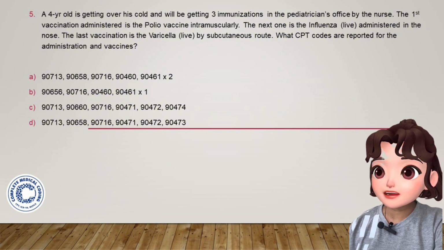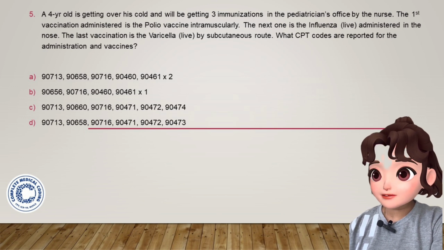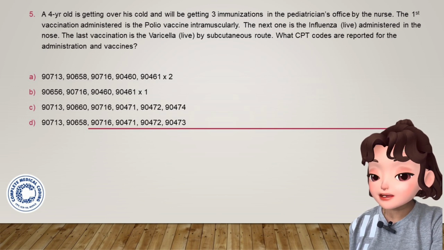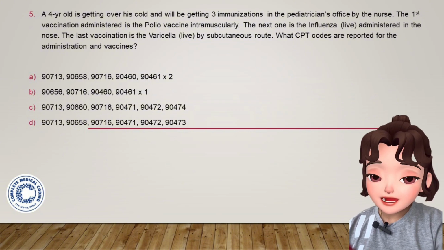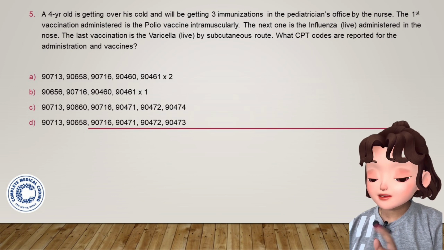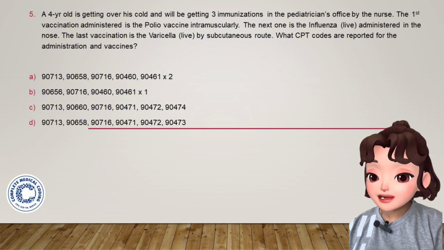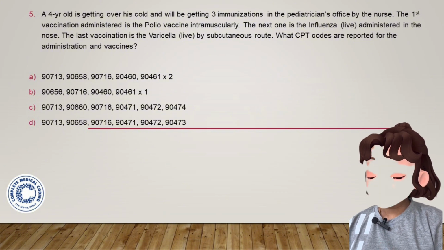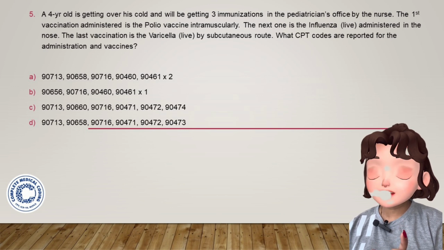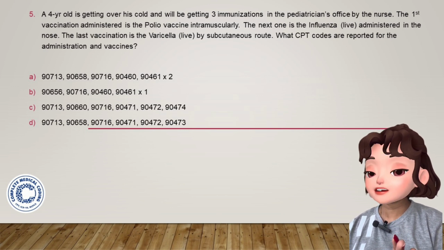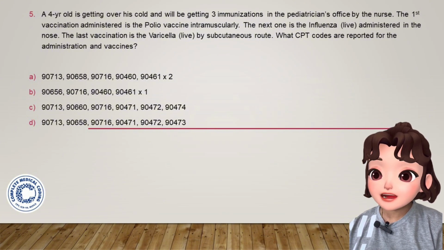Vaccine administrations start from 904. So first one, 90471. 90471 represents immunization administration, percutaneous, subcutaneous, one vaccine. Yes, first vaccine, intramuscular polio. So we will use that code. Now 90472 for each additional vaccine. Two more are there, right? One is intramuscular, one is subcutaneous, and the influenza is given in the nose. So it means it is intranasal.